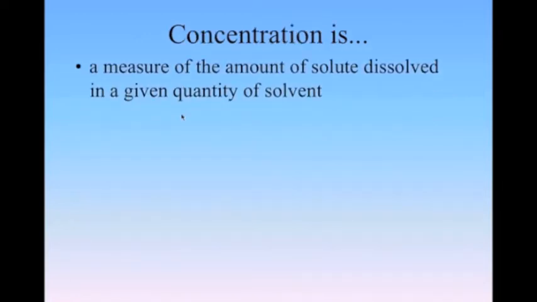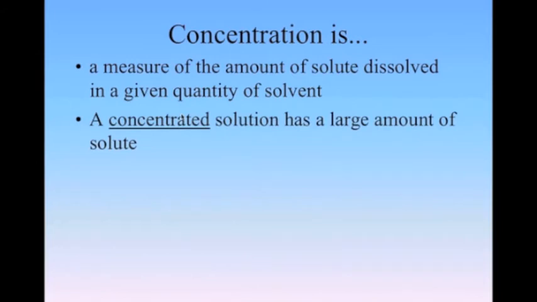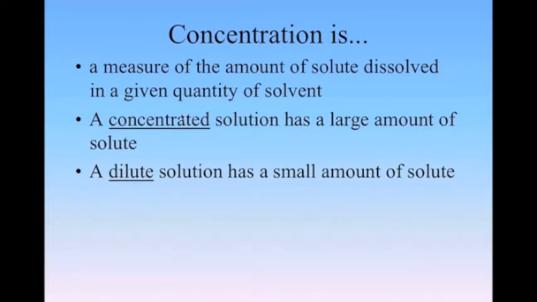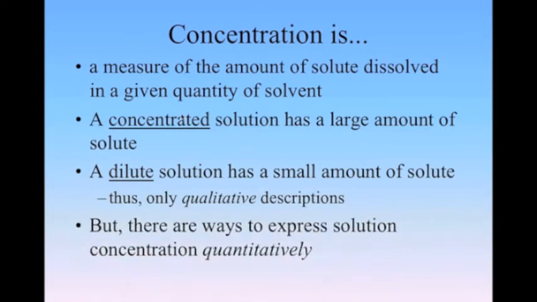Now, concentration is the measure of the amount of the solute dissolved in a given quantity of the solvent. A concentrated solution has a large amount of the solute. A dilute solution has a very small amount of the solute. So concentrated, a lot of solute. Diluted, very small amount. Now, that is a qualitative description. Concentrated and dilute, we're saying that it's qualitative. We're giving a quality to it. But there is a way that we can express it quantitatively, meaning right out beside it, put numbers.